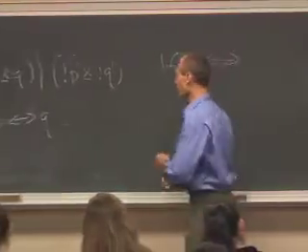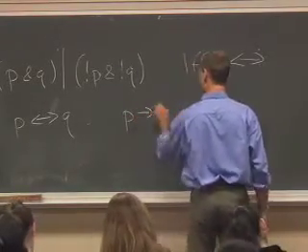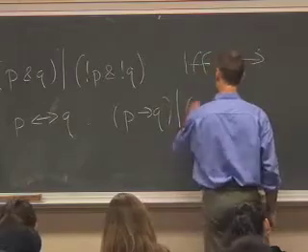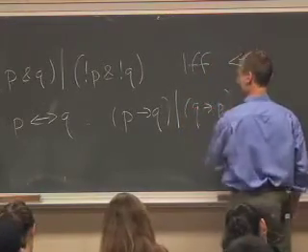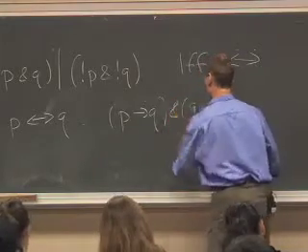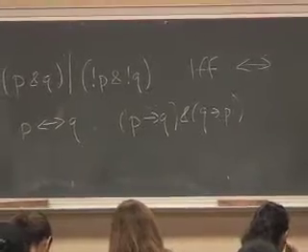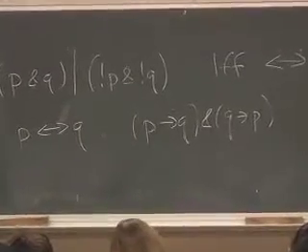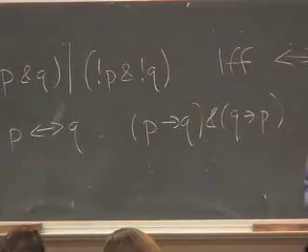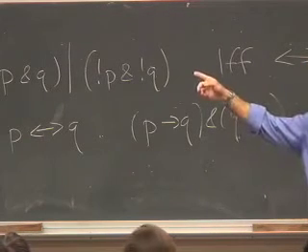This is also equivalent to P implies Q and Q implies P. Sorry, and, not or. What happened to not P and not Q? What do they look like?